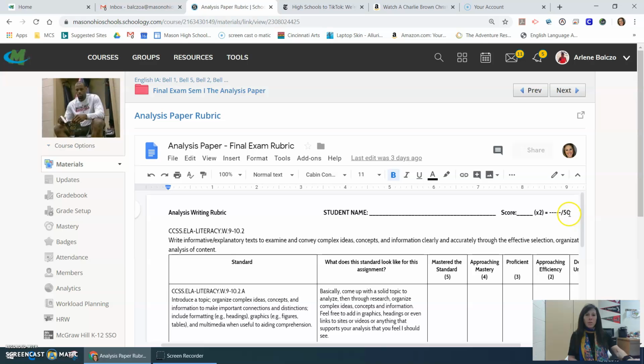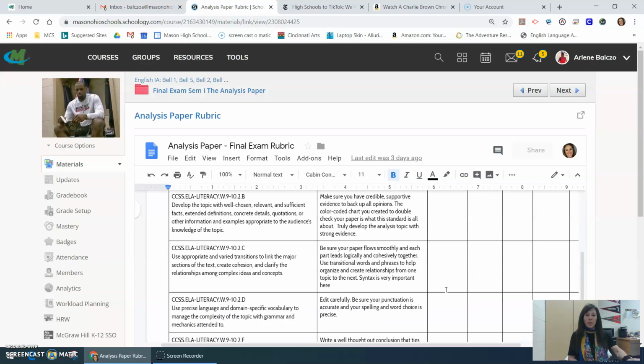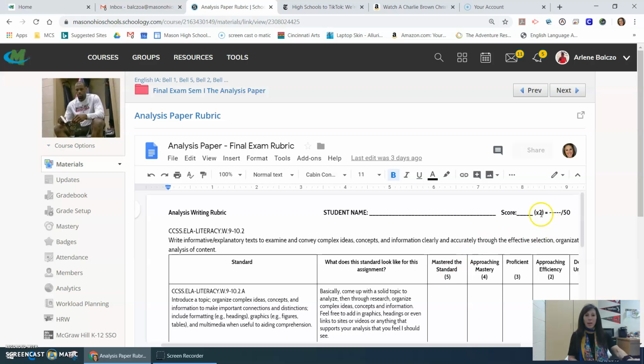So yes, there's 50 points. So whatever you make on the rubric, because each one's worth 5 points, is just multiplied by 2, and that will get you your 50 points. All right, so there's the rubric.